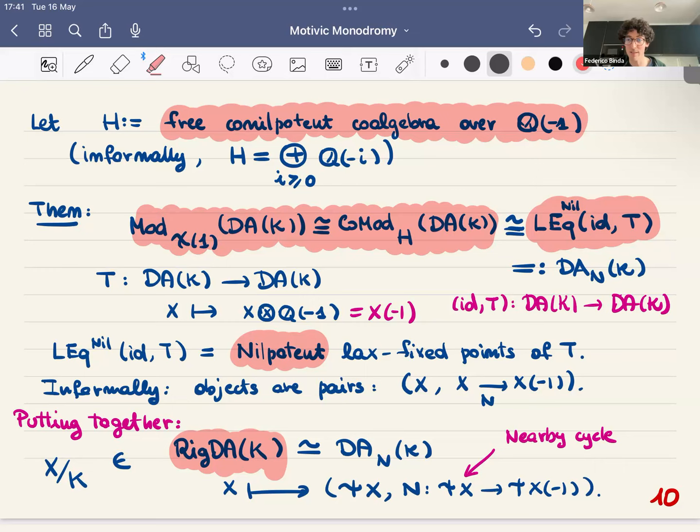Okay, so the actual functor sends an object x to a pair. The first entry is an object of dA little k. We wrote psi x not by accident, because this psi of x as an object of dA little k actually agrees with a motivic nearby cycle constructed by Ayoub. And then there is also a map. Remember, these are objects in this lax fixed point category: an object and a map between the object and the twist of the object. And this is just the monodromy, a morphism that we call the monodromy operator.